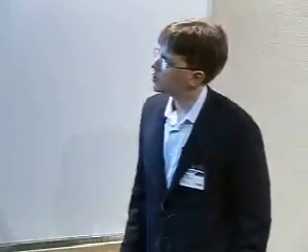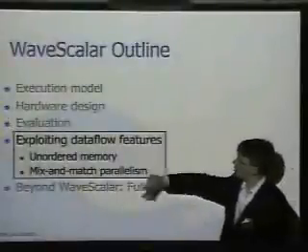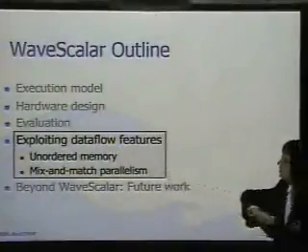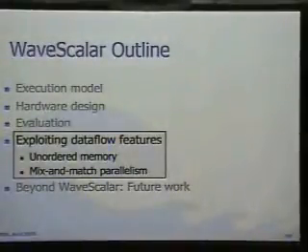Okay. So I'm going to talk next about some of the features of the underlying data flow execution model that WaveScalar uses to accomplish things that a conventional CMP simply cannot. And there's 2 pieces here. The first is an unordered memory interface, and the second is what we call mix and match parallelism.